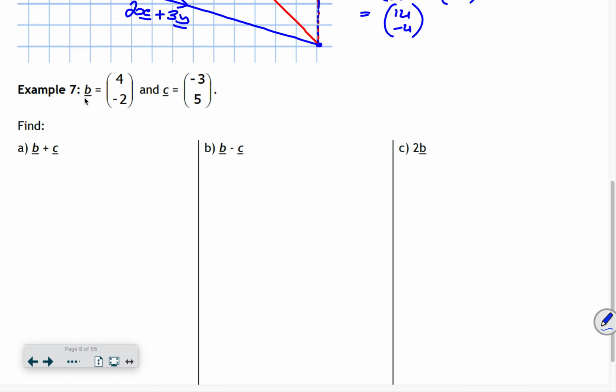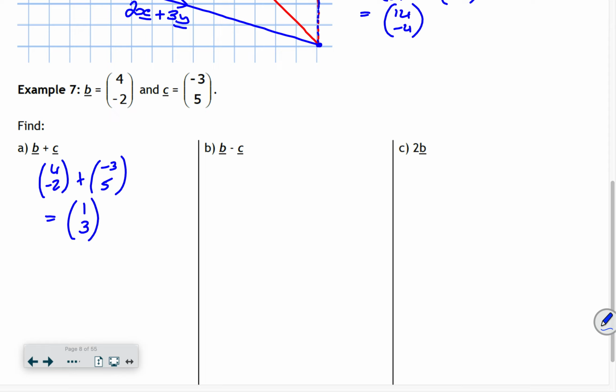Let's look at example 7 then. So we're not going to draw these out, we're just going to do what it says. So we're going to work out vector b plus c. So that would be 4, minus 2 plus minus 3, 5. So add the x's, add the y's, that would give you 1, minus 7. I've just realised my mistake. Clearly I can't add today. Let's try that again. That would give me the vector 1, 3.